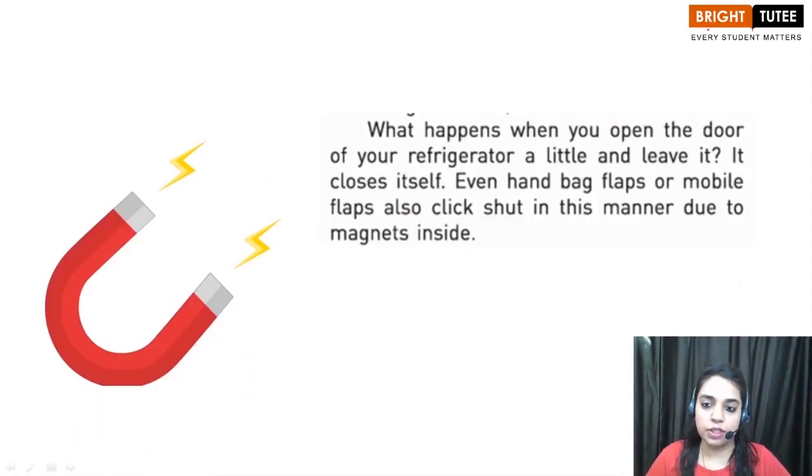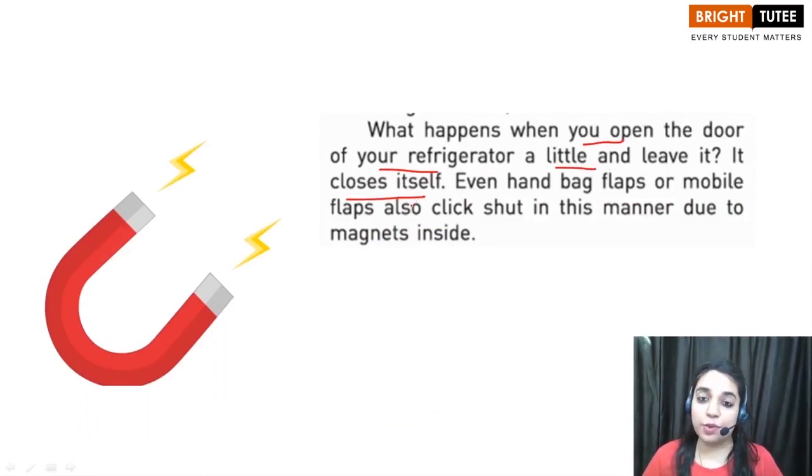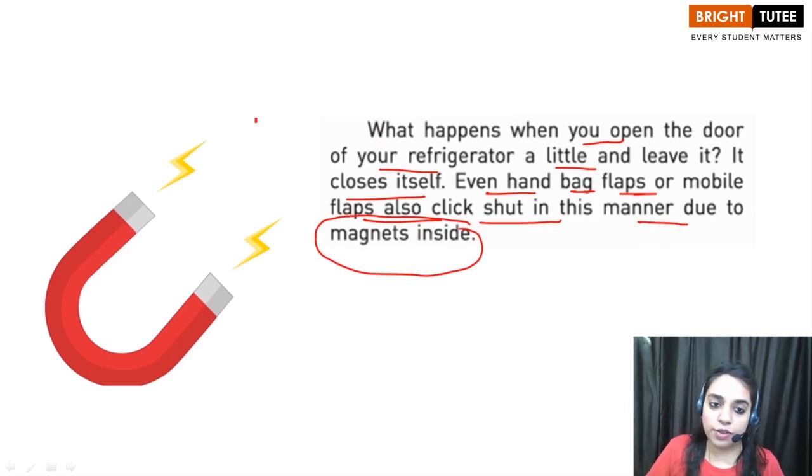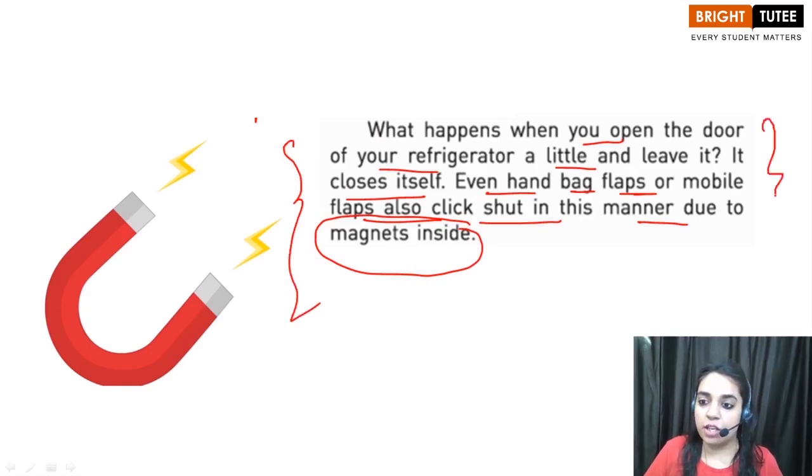Okay, so children, what happens when you open the door of your refrigerator a little and then you leave it? It closes itself. It closes on its own. Even the handbag flaps that you have close on their own, and the mobile flaps also click shut in this manner. Why? Because they have magnets inside them, and it is the magnetic force which is responsible for all of these examples. Okay, so children, just keep your eyes open, observe your surroundings, and I am sure you will be able to find so many examples of magnets. Okay, so let's now move ahead.